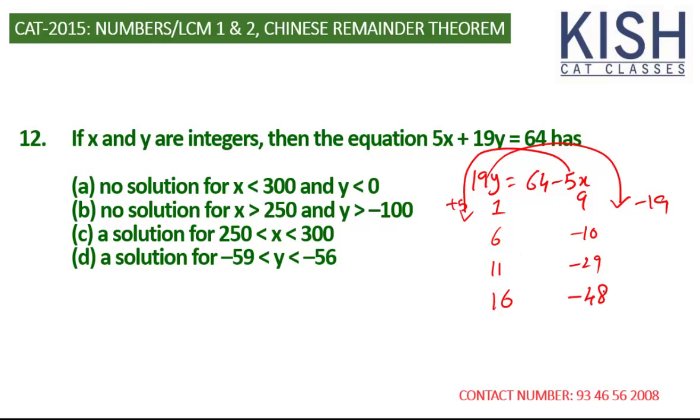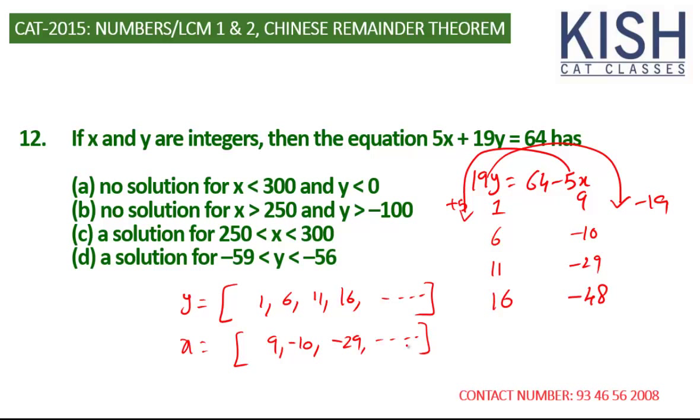Now we just need to find. So this is the pattern of y. This is the pattern of x. No solution when x is less than 300 and y is less than 0. Do we have a solution here? Y is less than 0. Now y, we have got that as 1, 6, 11, 16 and so on. X is going to be 9, minus 10, minus 29 and so on.